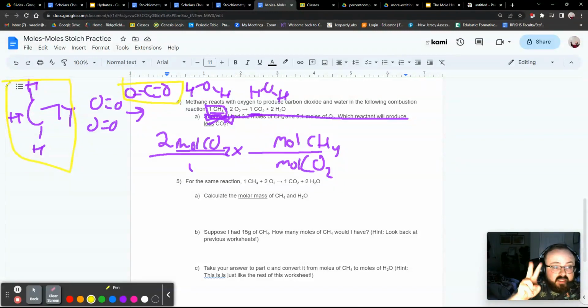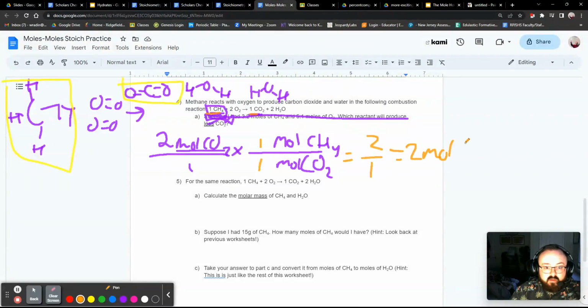If I have 15 molecules of CO2, I will have 15 molecules of methane. If I have 2 moles of CO2, guess what? I'm going to have 2 moles of CH4. Why? Because my coefficient's going to be the same. I take this 1, I take this 1, 1, 1. The math simplifies real easily here. We would get 2 over 1, which just equals 2 moles of CH4.